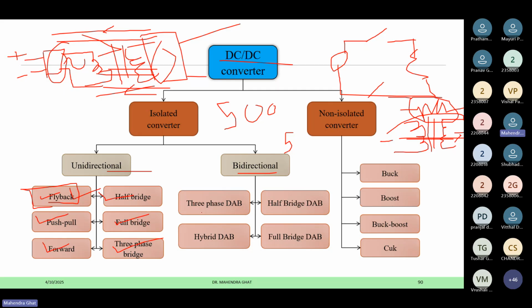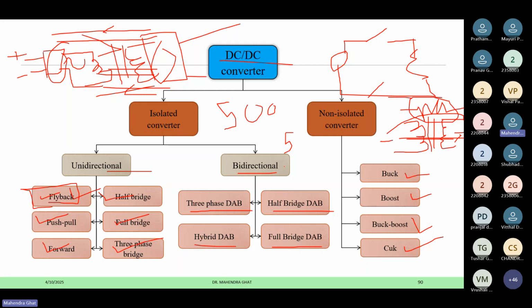In bidirectional, some well-known converters are the three-phase DAB. DAB is nothing but dual active bridge. So three-phase dual active bridge, half bridge dual active bridge, hybrid dual active bridge, full bridge dual active bridge. These are some examples actually. There are many more. So these are some isolated converter topologies. Non-isolated, which we have already seen, are the buck converter, boost converter, buck boost converter, and Cuk converter.